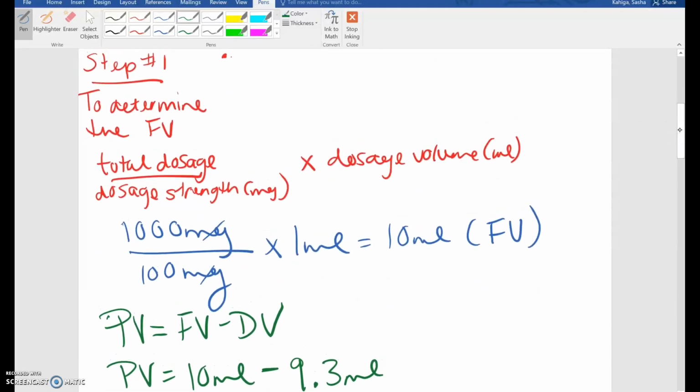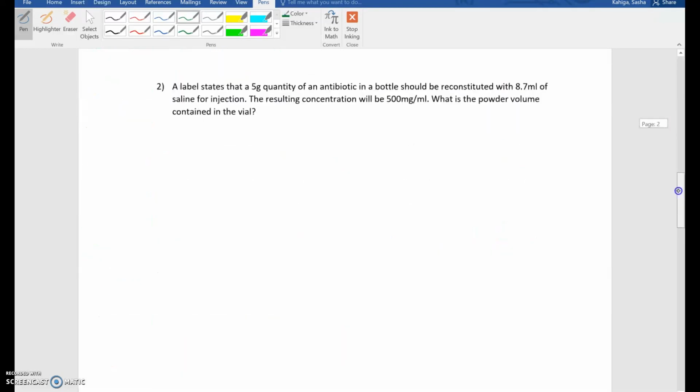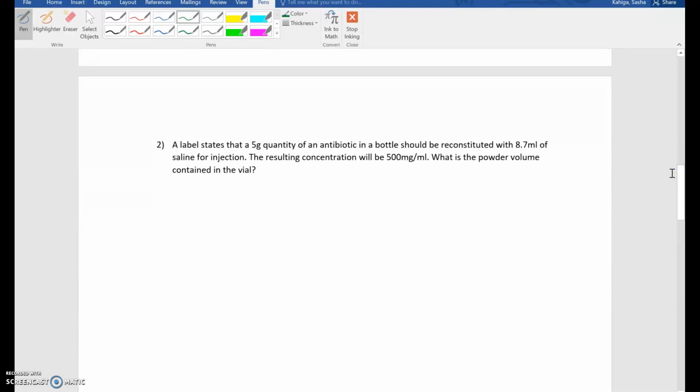So this problem, number one, was a two-step problem. Step one was to determine the final volume. Step two was to determine the powder volume. Now that you had calculated your final volume from step one, you can now solve the problem by subtracting your final volume and your diluent volume from one another. All right, let's go to number two.